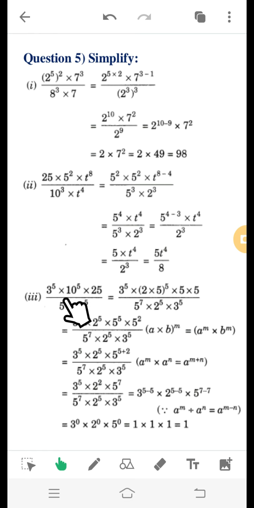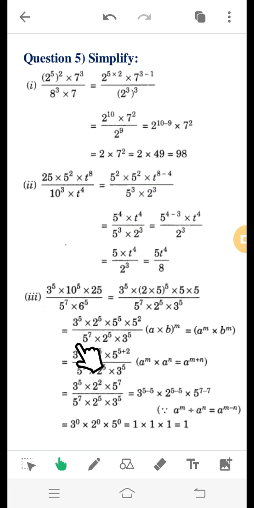Third one: 3 raised to 5 multiply 10 raised to 5 multiply 25, divide 5 raised to 7 multiply 6 raised to 5. Now here, instead of 10, we can write 2 multiply 5, and instead of 25, we can write 5 square. So it's 3 raised to 5 multiply 2 raised to 5 multiply 5 raised to 5 multiply 5 square, divide 5 raised to 7 multiply 2 raised to 5 multiply 3 raised to 5.